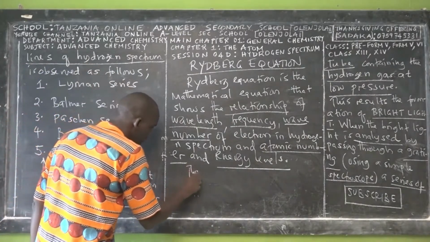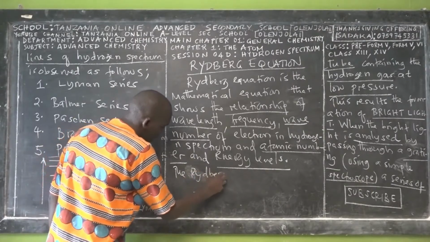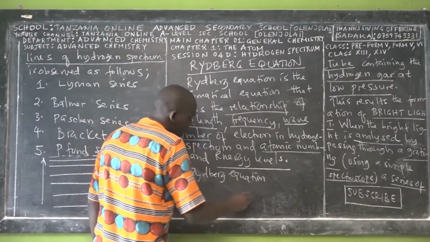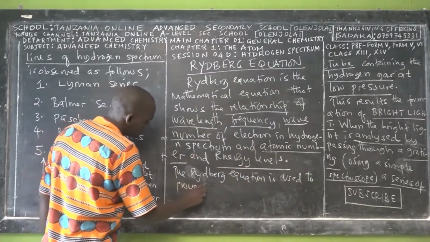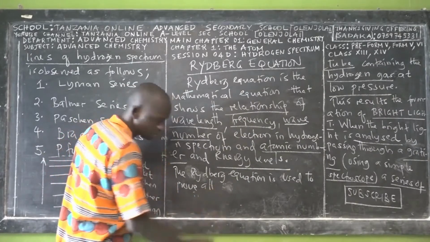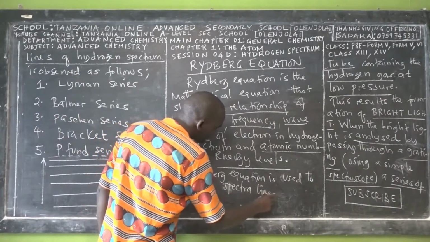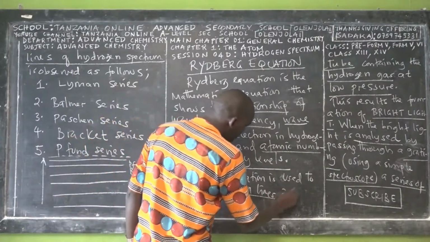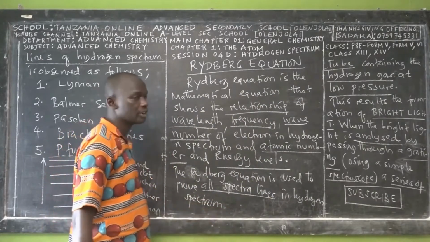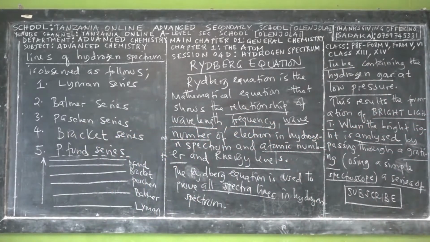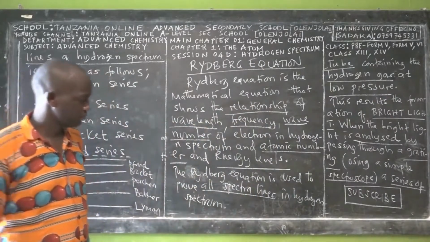The Rydberg equation is used to prove all the line spectra, all the spectral lines in the hydrogen spectrum.